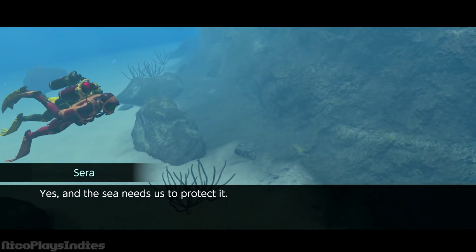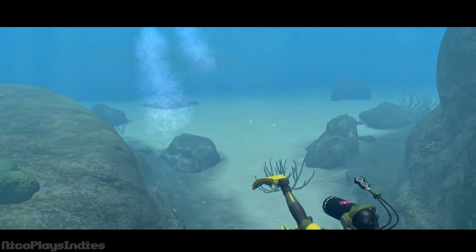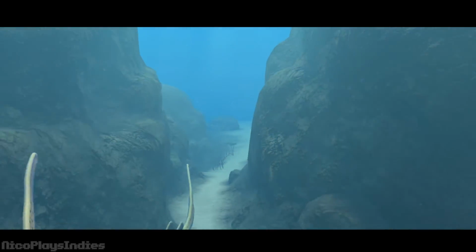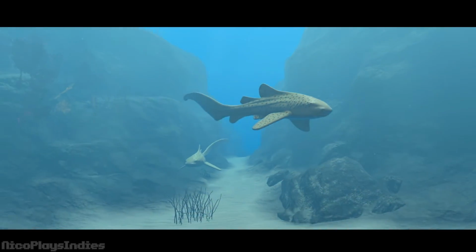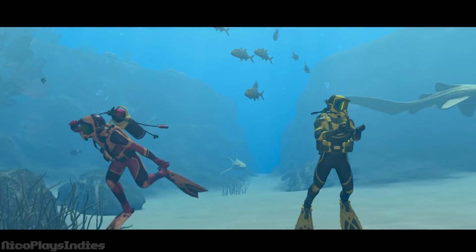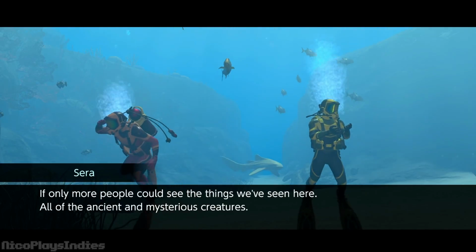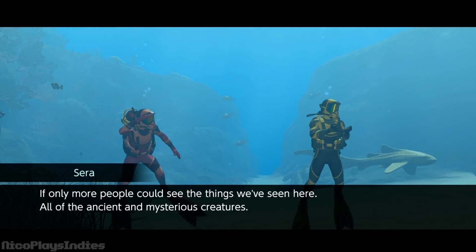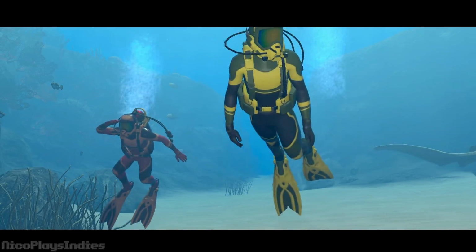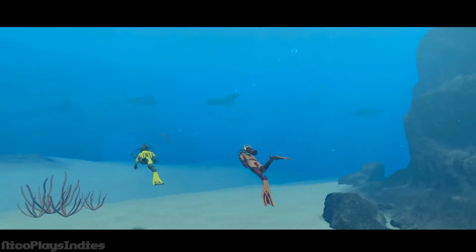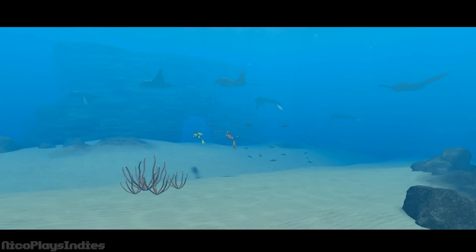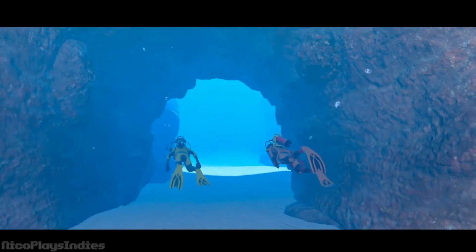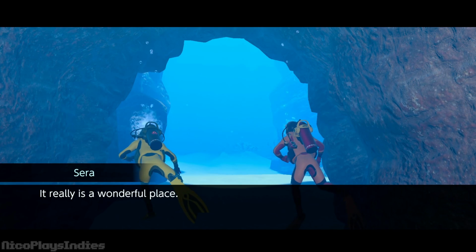Yes, and the sea needs us to protect it. If only more people could see the things we've seen here. All of the ancient and mysterious creatures. It really is a wonderful place.